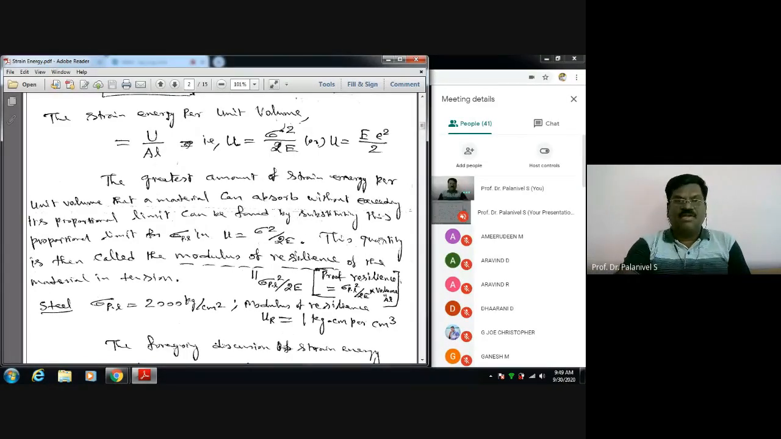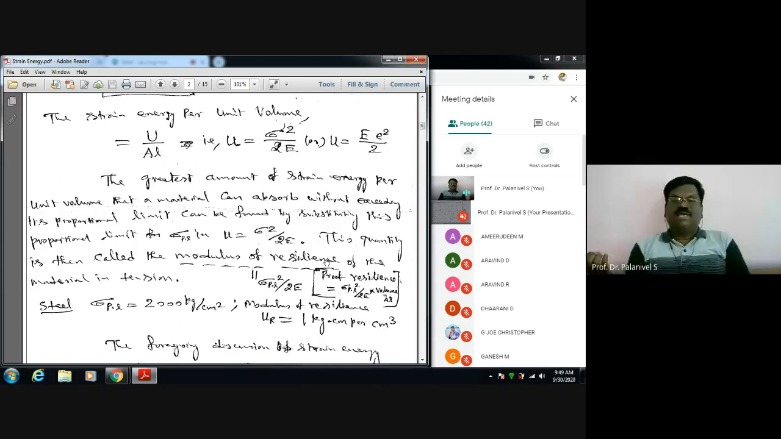This quantity is called the modulus of resilience of the material. Modulus of resilience. Please, all of you, remember this modulus of resilience. In competitive examinations, in future, if you appear for the GATE exam or some other appointment you apply for, a written test will be conducted. It is a usual question. What is the modulus of resilience? So you immediately have to say it is the greatest amount of strain energy that can be stored per unit volume of the body. Okay.